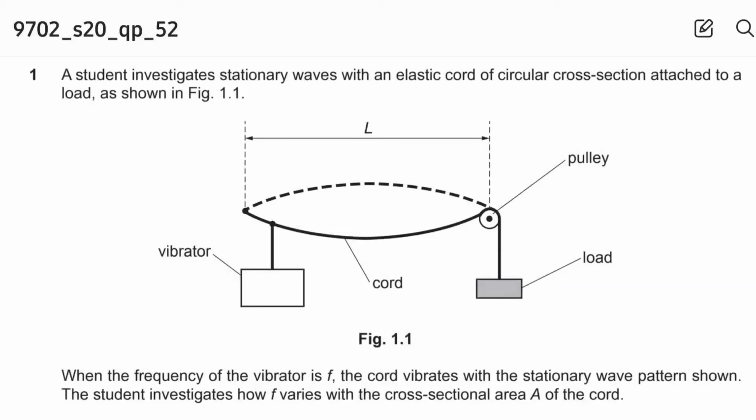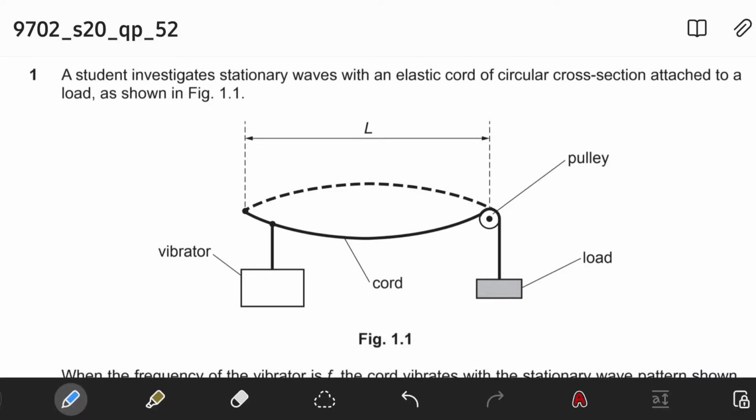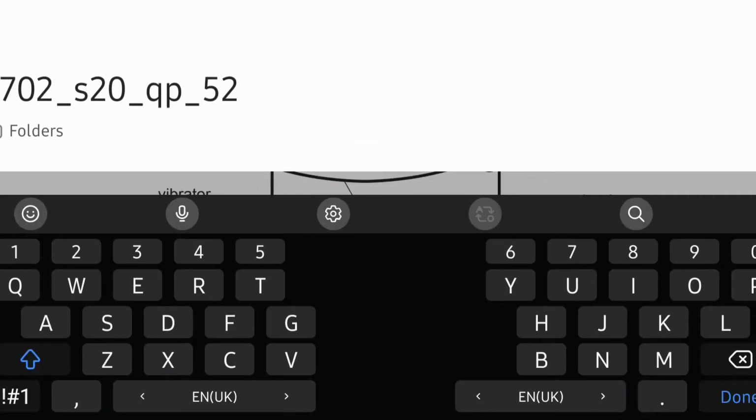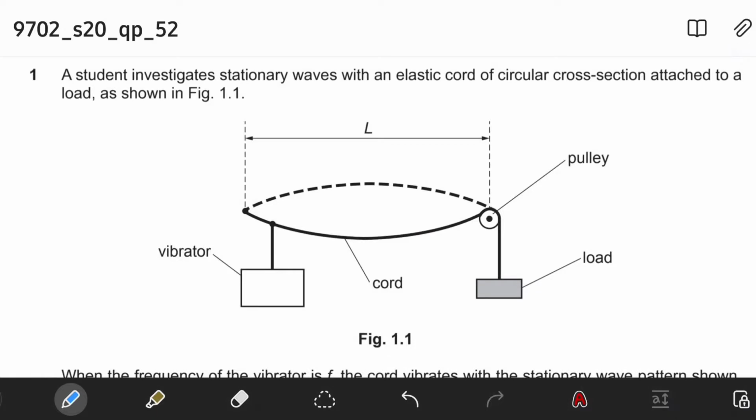Okay, so I will be solving this question from paper 5 of A-level physics. The variant is this right here. So the question states a student investigates stationary waves with an elastic cord of circular cross section attached to a load. This is shown in this figure.